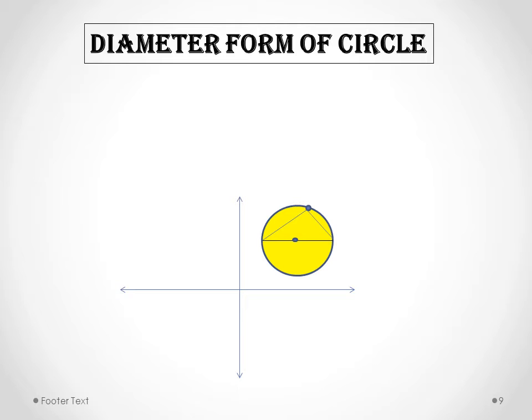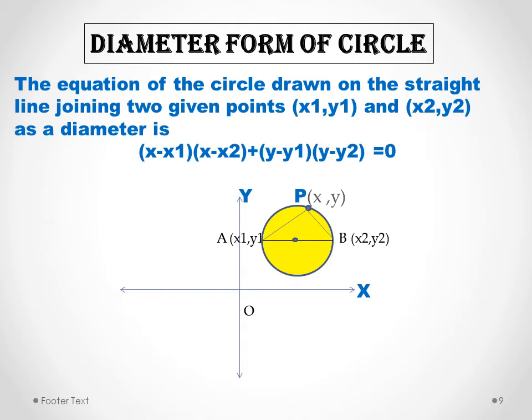Now next is the diameter form of the equation. What do we mean by diameter form of the equation? It means if you are given 2 points, you can see in the plane there are 2 points A and B that are (x1, y1) and (x2, y2), and one point P lies on the circumference of the circle, that is (x, y). And there is a center. Now AB is passing through the center, that means AB is a diameter of the circle. So that is the diametric form.